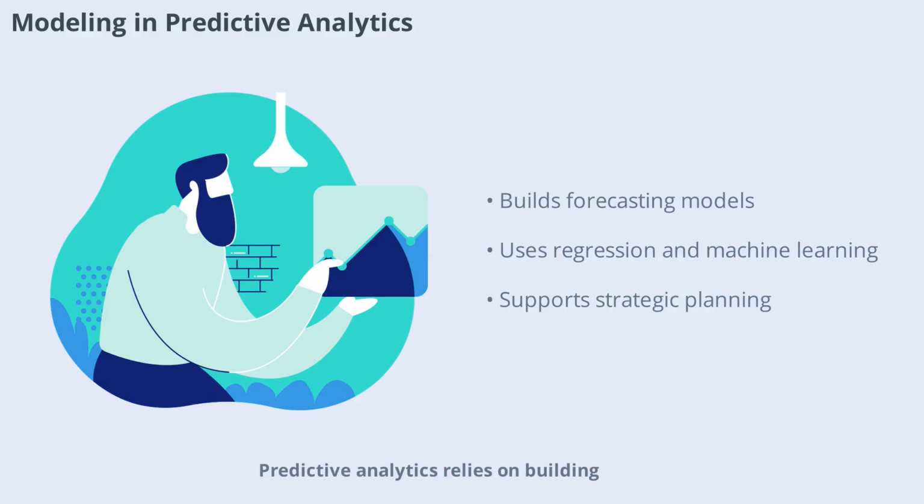Predictive analytics relies on building models that can forecast future outcomes. These models use historical data to identify patterns and relationships. Analysts test and refine models to improve their accuracy, often using techniques like regression analysis or machine learning. The goal is to create reliable forecasts that support strategic planning.